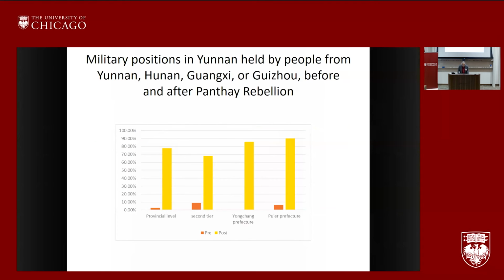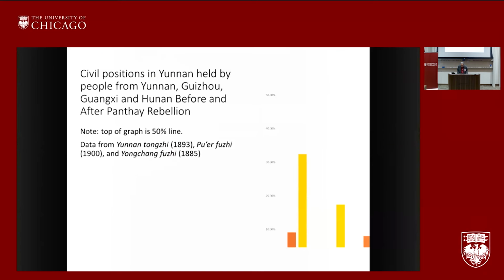Here you see a list of military positions in Yunnan held by people basically from the Southwest before and after the big rebellion. And you can see this enormous jump in the percentage who come from the Southwest. And here's civil positions, same sort of thing. A so far incomplete tabulation suggests that far more medium and lower level officials came from Yunnan, Guizhou, or Guangxi after the Panthay Rebellion than before.